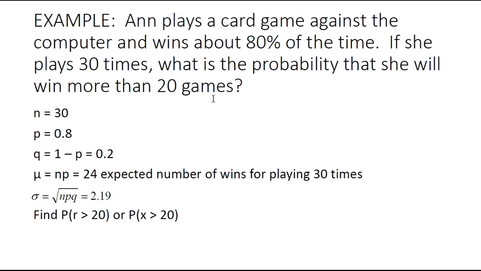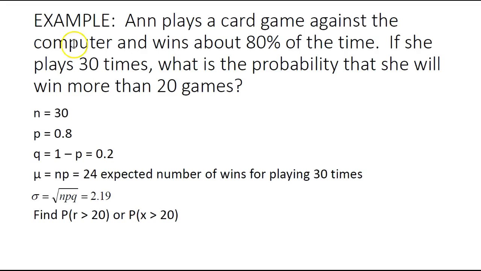Here's an example of how it's going to work. It says Anne plays a card game against the computer and wins about 80% of the time. So she either wins or loses. That's why there's only two outcomes here. If she plays 30 times, what is the probability that she will win more than 20 games?